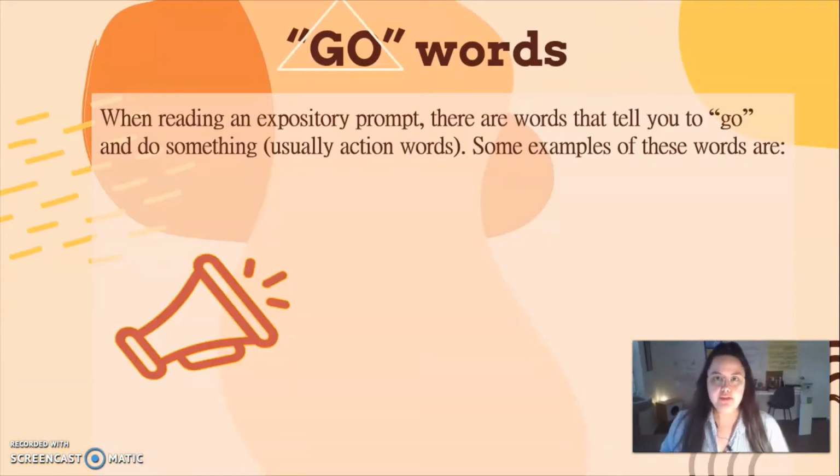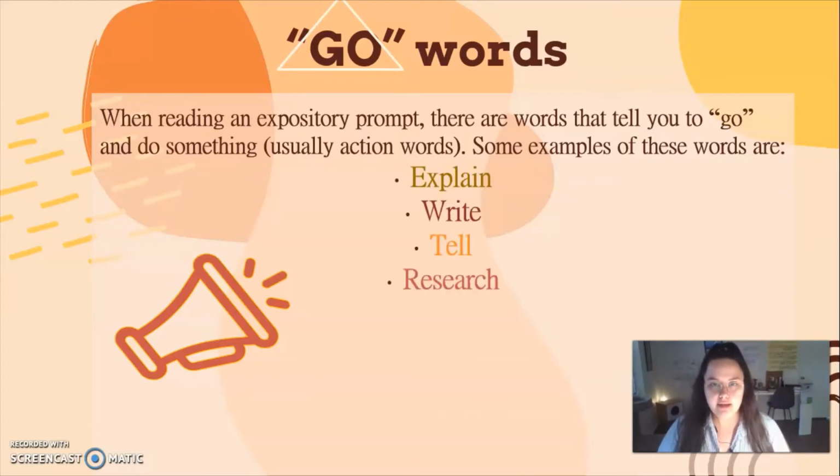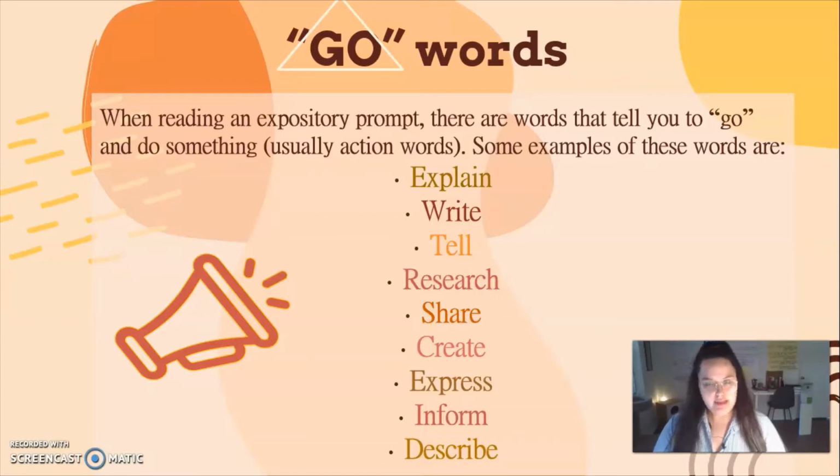Okay, so let's do a brief refresher. That way we understand what the differences between go words, charge words, and topic words are. So let's go ahead and go through this. When reading an expository prompt, there are words that tell you to go and do something, which is usually an action word. And some examples of these words are explain, write, tell, research, share, create, express, inform, and describe.